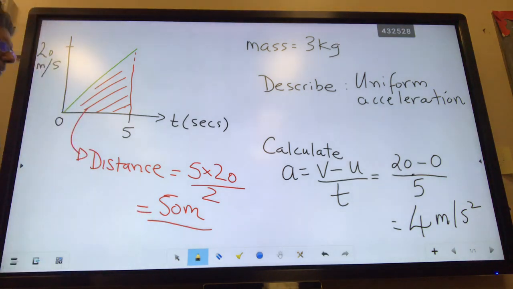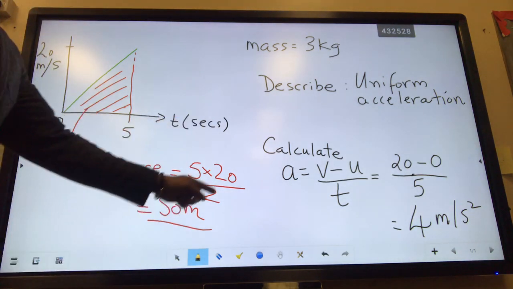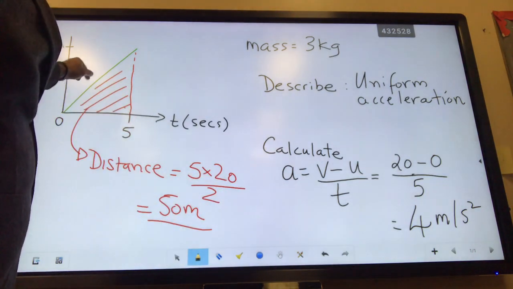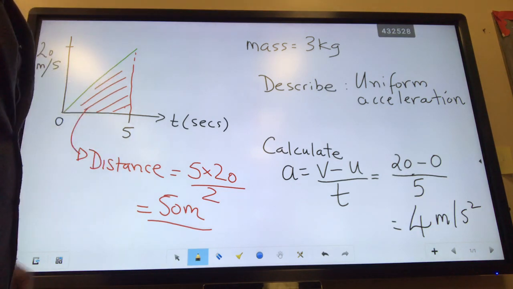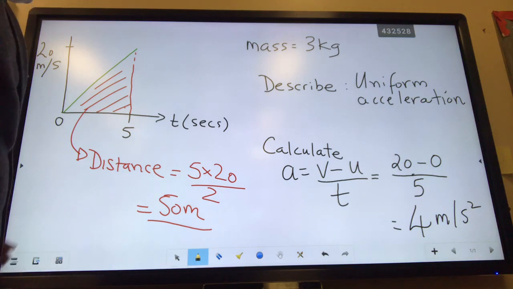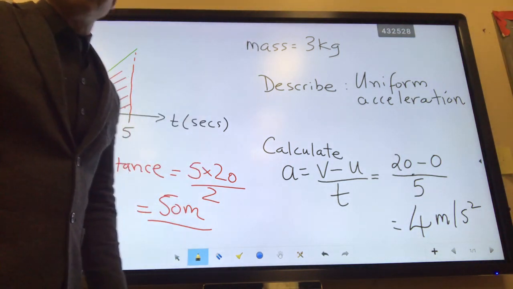Now, these are two things that we've calculated so far. Number one, we calculated the acceleration using this formula here. And in order to do this, we looked at the graph, where the graph extends from 0 meters per second up to 20 meters per second in 5 seconds. Not only have we got an increase in velocity, we also understand that it's uniform acceleration as well.